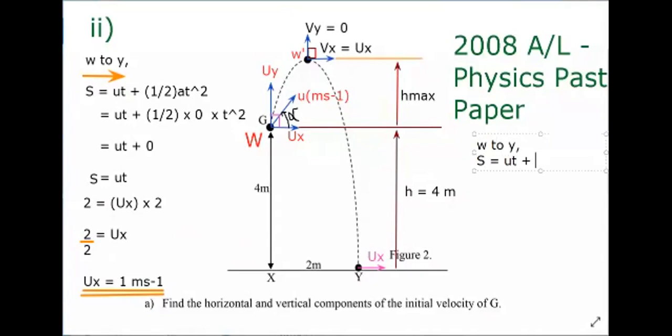Please look at the board. Do not write anything. S equals ut plus half at square. I apply the same equation, but this time I apply the equation vertically downward. That's the point. Now look at the board.